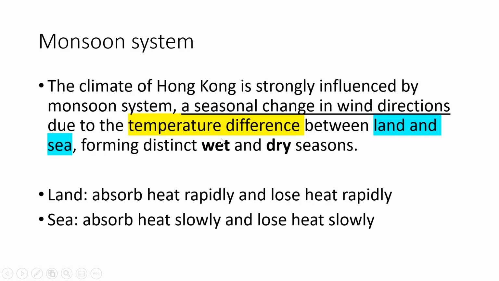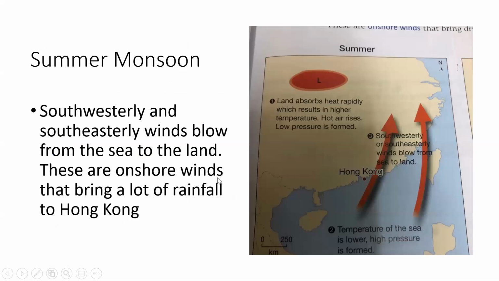So land in general absorbs heat rapidly，吸熱好快陸地。But loses heat rapidly as well. 但係喪失熱亦都比較快喎。And for sea, it absorbs heat slowly, but loses heat slowly. 咁海洋咧就吸熱慢，但係散熱都慢嘅。Okay, let's look at this graph. Now this is the summer monsoon. So, southwesterly, southwest 西南啊，or southeasterly winds blow from sea to the land.